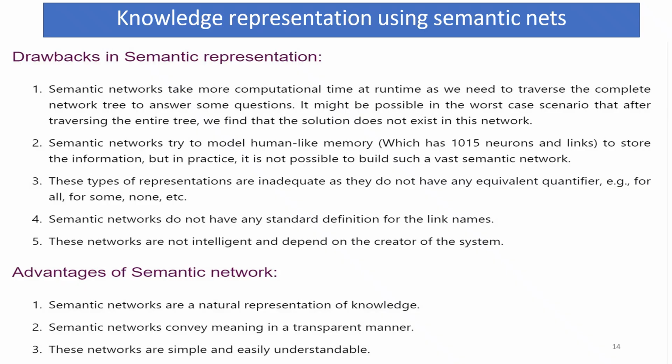The second point is that it is difficult to build very large networks. Since human memory contains an enormous number of concepts and relationships, creating and maintaining such a huge semantic network is difficult in practice. It cannot represent quantifiers properly. A semantic network does not naturally represent logical quantifiers such as all, some and none. It is much easier to represent these in predicate logic than in a semantic network.